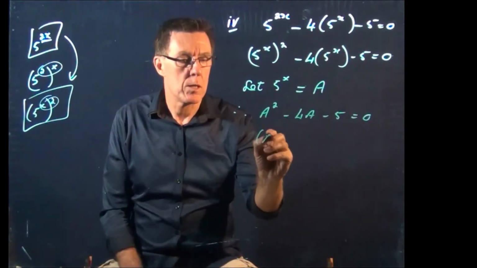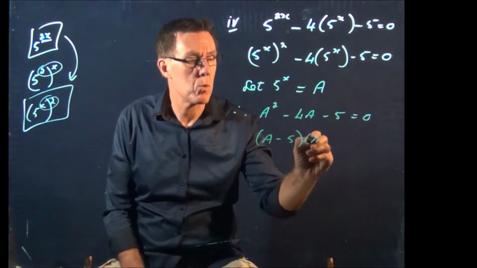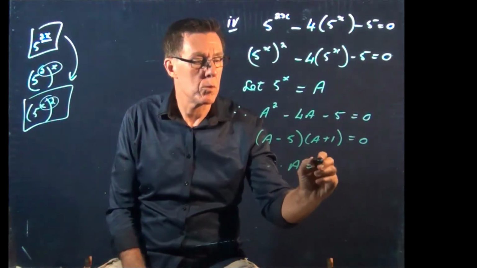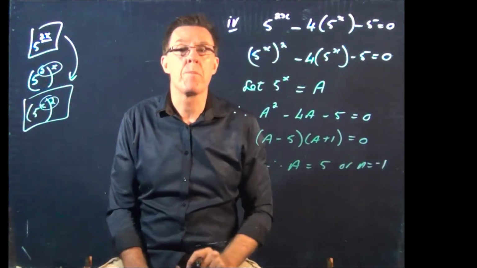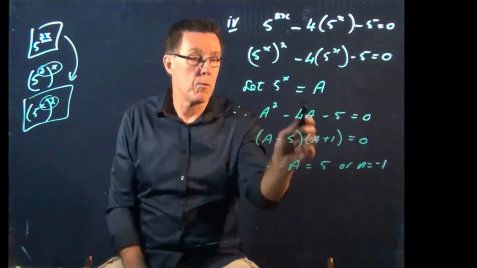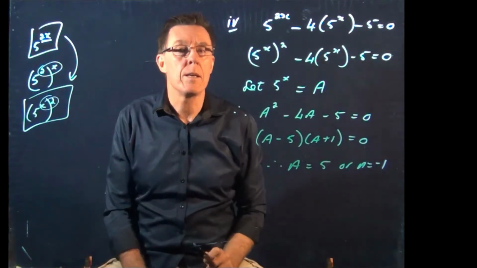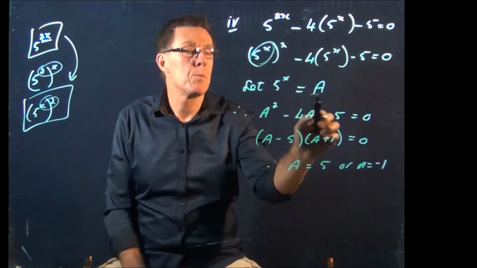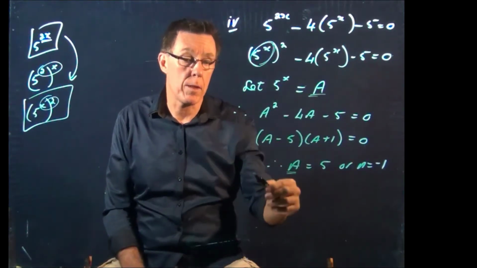That factorizes easily. That's going to be a minus 5, a plus 1. So therefore a is equal to 5, or a is equal to negative 1. Beautiful. I've solved this quadratic quite easily. I just haven't solved this one up here yet. So I took this complicated thing out and I put simple a in. So now I can take simple a out and put the more complicated thing back in.